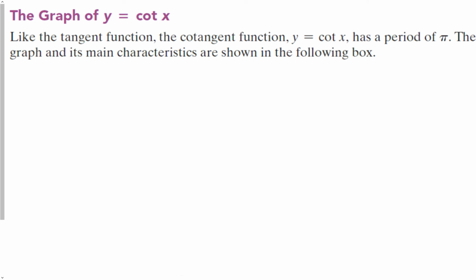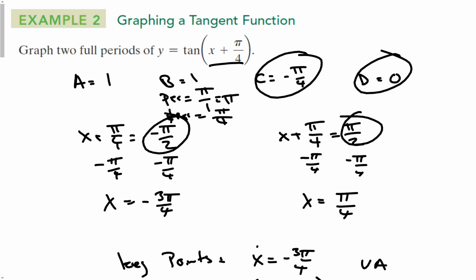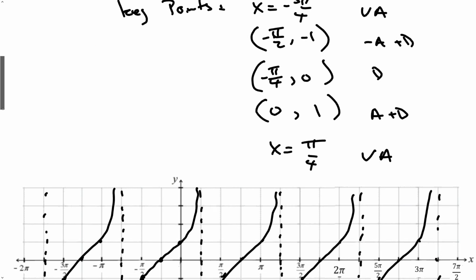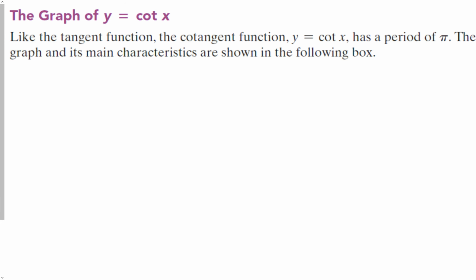Now, we took all the same ideas. We took all the same techniques, A, B, C, and D, period, quarter period. We rolled the phase shift and the vertical shift into other parts of this function. This is the important part. That's what you have to remember for tangent, is that the two asymptotes happen at negative pi over 2 and positive pi over 2, and that the function increases from left to right. Because the cotangent is going to be a little bit of an opposite.